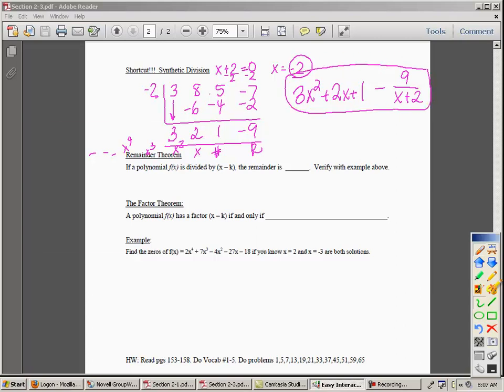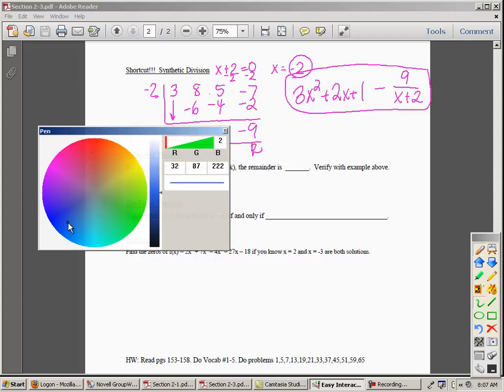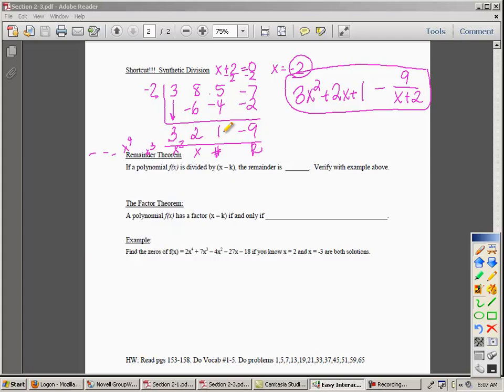Okay, now I do want to change colors a second because I want to point out a few things. If you look at yours above, this is what happened when we subtracted our x squareds, and this is what happened when we subtracted our x's. And this is what happened when we dealt with our numbers. And so it really does the same thing as the long division. It just excludes all of the x's, which tend to be a little messy.